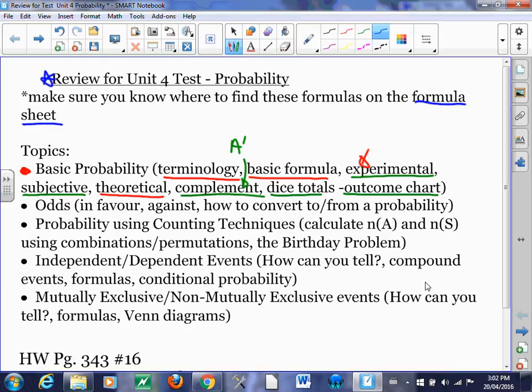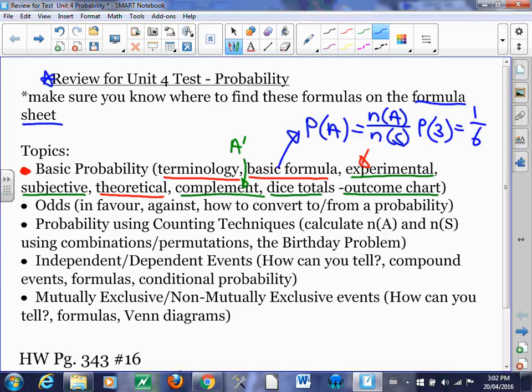Just remember the basic formula for the probability of an event equals the number of ways that the event occurs divided by the total number in the sample. So if I did, for example, the probability of rolling a 3, that's going to equal 1 chance in 6.